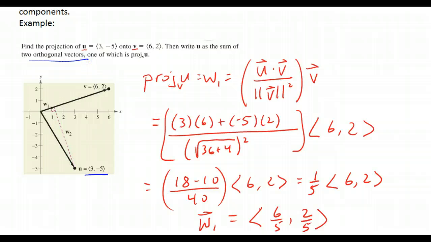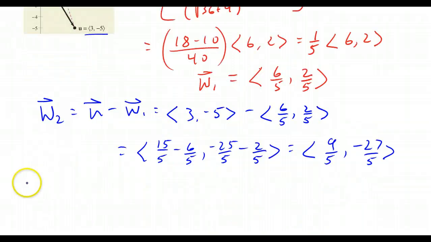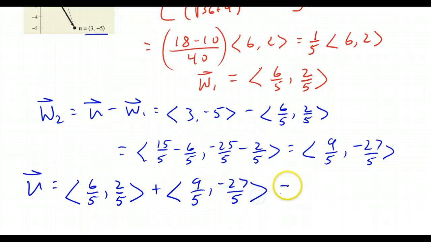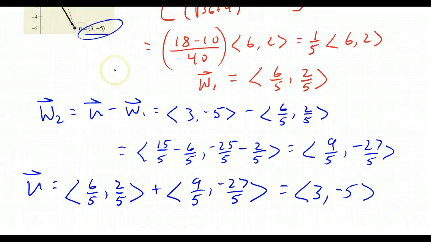Okay, so the directions said write u as a sum of two orthogonal vectors. So that means that vector u is equal to w1 plus w2. And if you happen to add those together, you're going to get 15/5, which is 3. And 2 minus 27 is negative 25/5, which is negative 5. And that happens to be the same thing we started with.